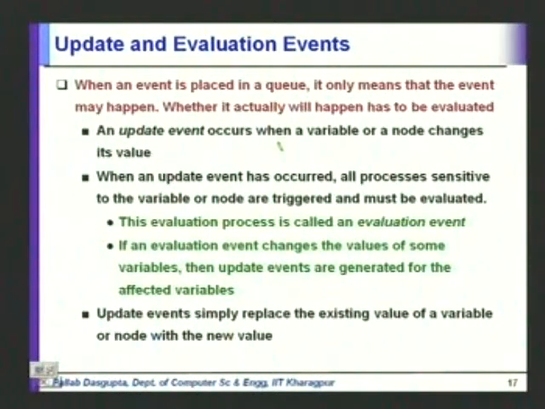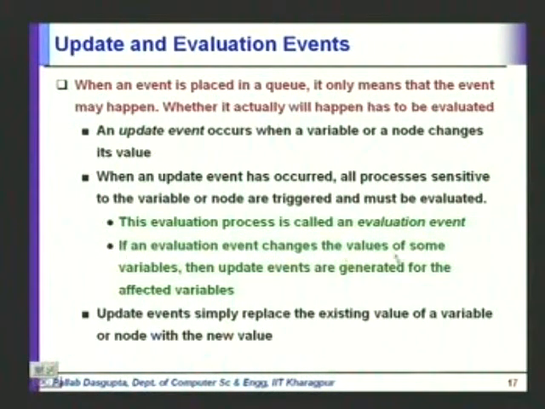An update event occurs when a variable or a node changes its value. So that is called an update, okay. Any change in the value of a variable or a node. When an update event has occurred, all processes sensitive to the variable or node are triggered and must be evaluated. That is fair enough: whenever some signal changes, you look at the fan out of that signal and then you schedule an evaluation event for all of them, okay. Now this evaluation process is called an evaluation event.